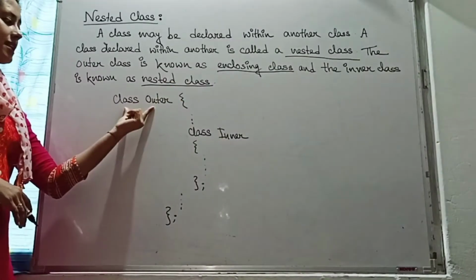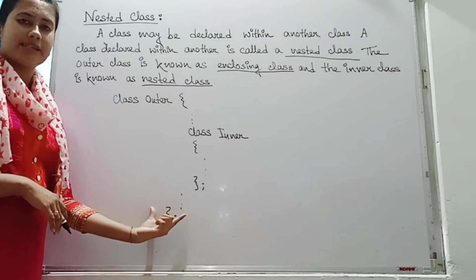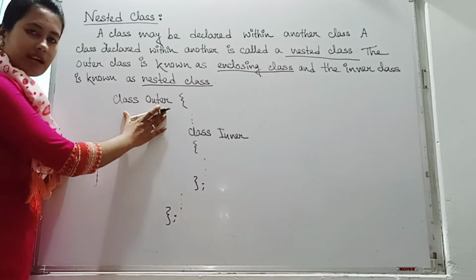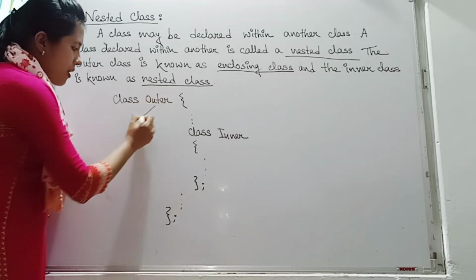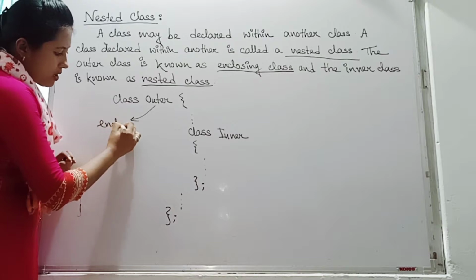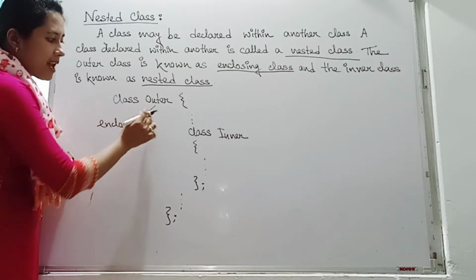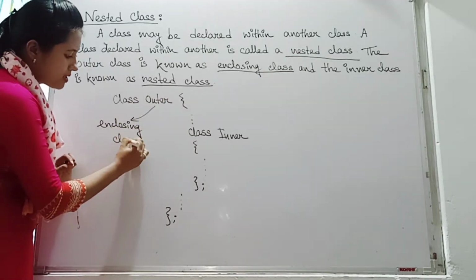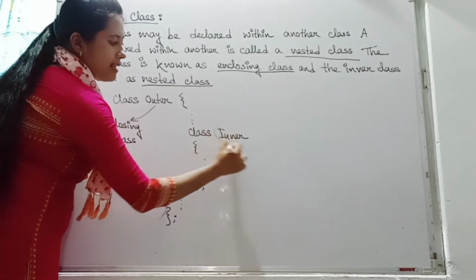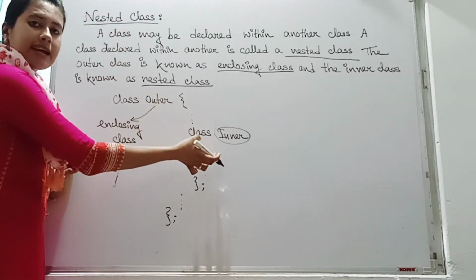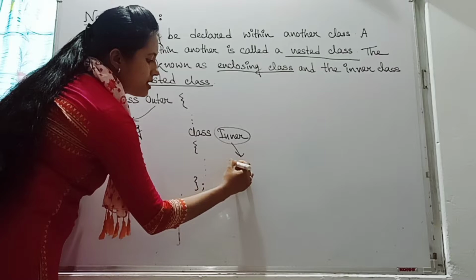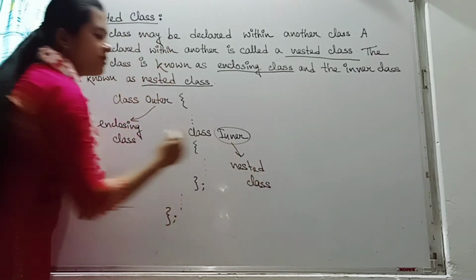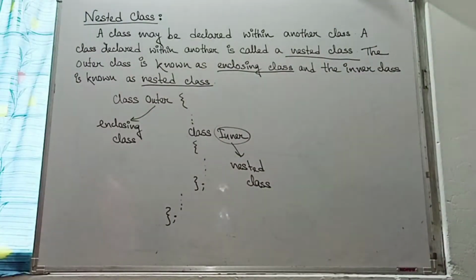So you see one example, I have given one simple example. I have not written any data members or member functions. Just we have declared one class which is the outer class. This is known as the enclosing class, because it is enclosing some other class inside it. And the inner class, which is declared inside another class, is known as the nested class. So this is the basic definition of a nested class.